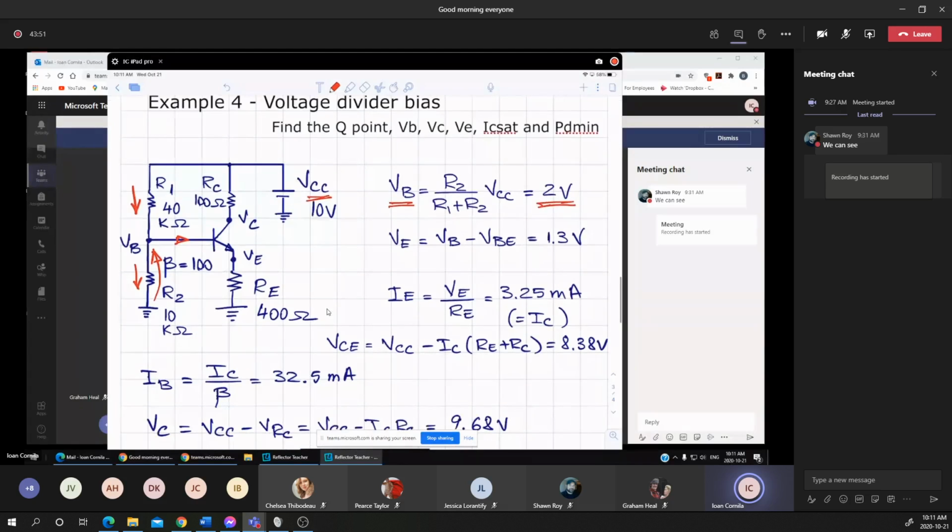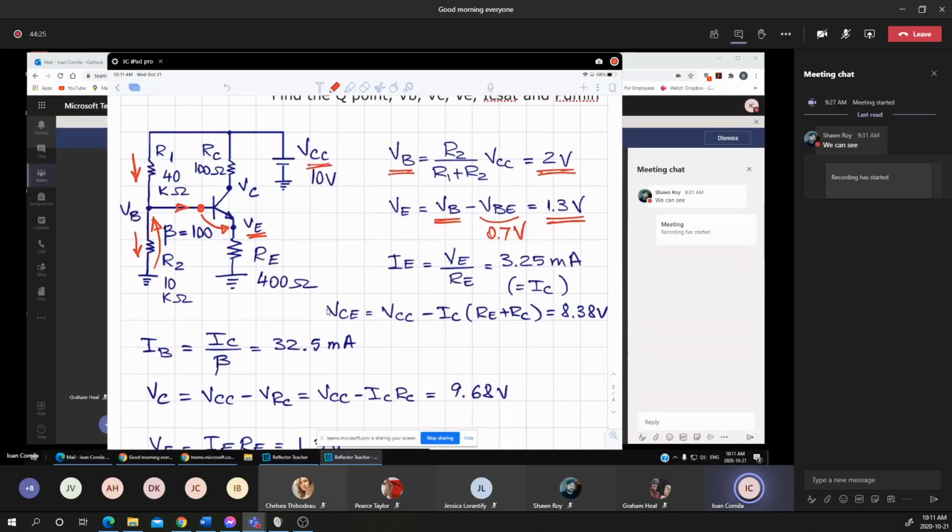Okay. Now, from the base to the emitter, what we know is the base emitter voltage is 0.7. Or the emitter voltage is the base voltage less 0.7 volts. Knowing the VB as 2 volts and VBE as 0.7, that makes the VE 1.3. Once you know the VE, for a given resistance, we can find the current that flows through the emitter.